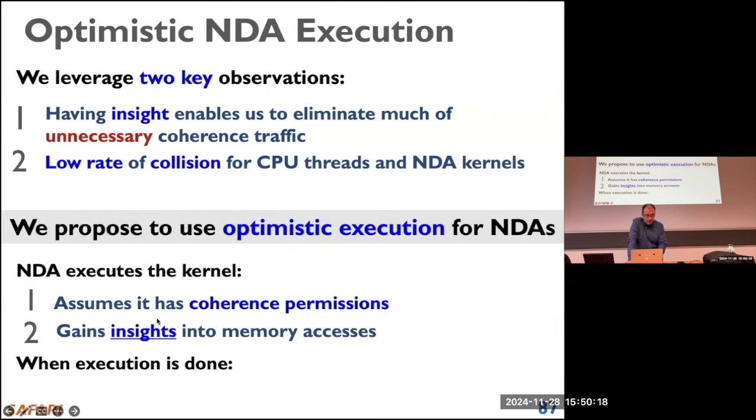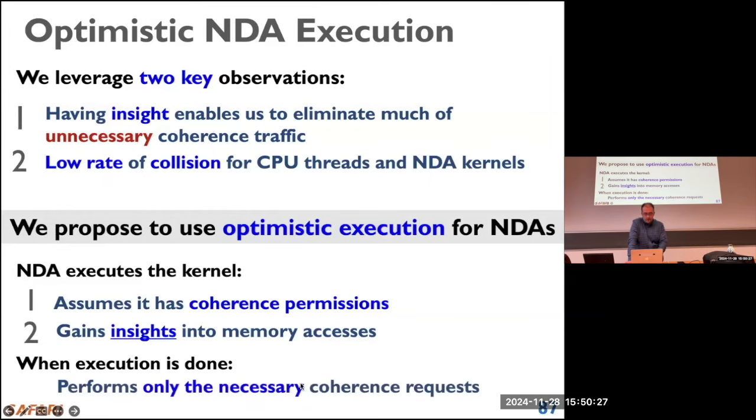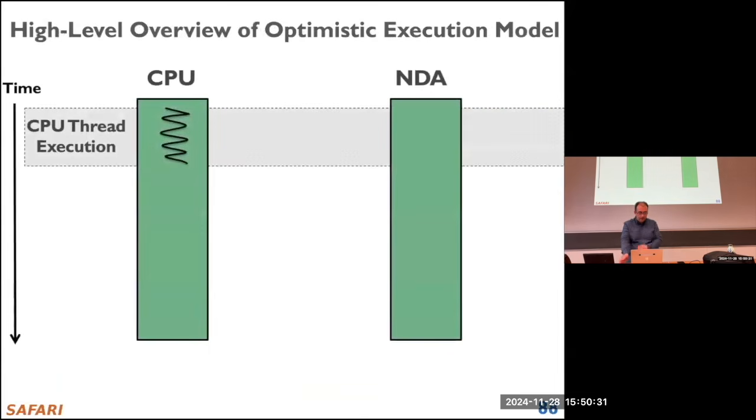So NDA executes the kernel, assumes it has coherence permissions, and then gains insight into memory accesses. When execution is done, it performs only the necessary coherence request. That's the whole technique, but the way that we implement it is like that.